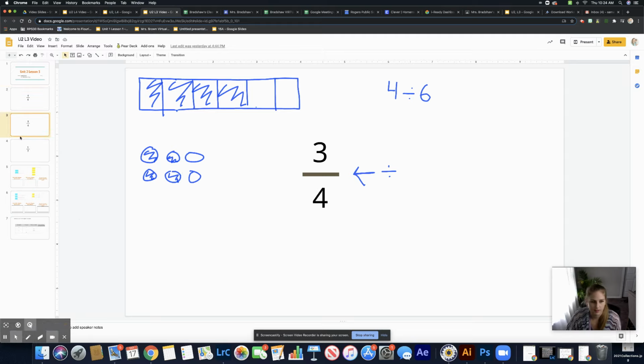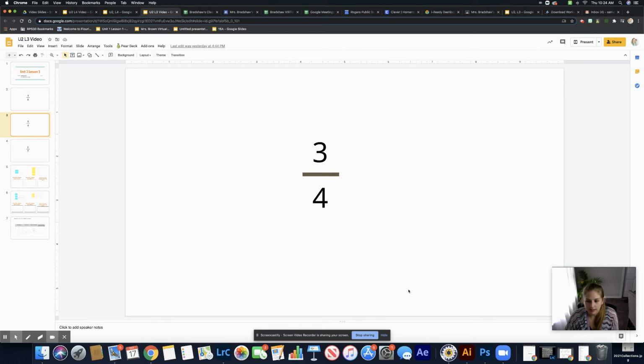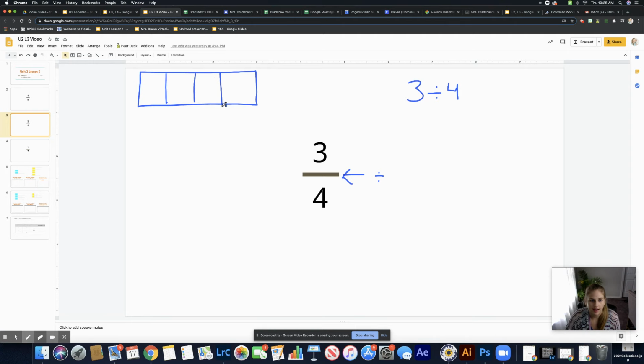Let's look at this one. How can I read this fraction? I can read this as 3/4, or remember that the fraction bar can mean the same thing as divided by. So 3 divided by 4. These mean the same thing. I would have one whole divided into 4 parts, and I have 3 of them. 1/4, 2/4, 3/4.